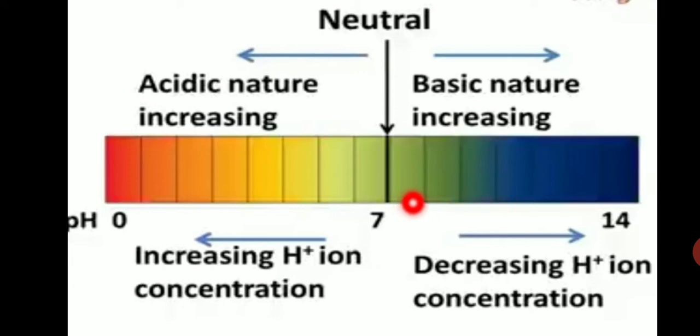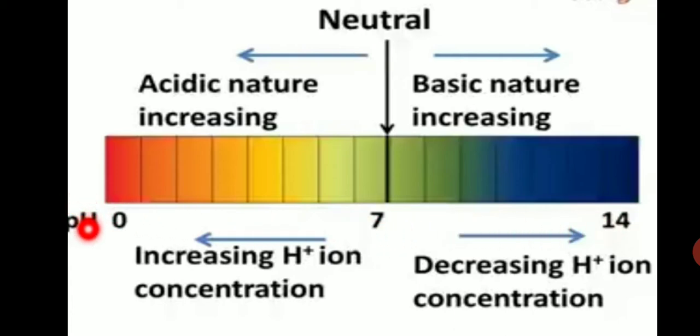So here the H plus ion concentration decreases and OH concentration increases. So naturally, when it is reaching here, it will be more basic in nature. Okay, so this is the range of acid and base, 0 to 14. 0 to 7 shows acidic character, 7 to 14 shows basic character.